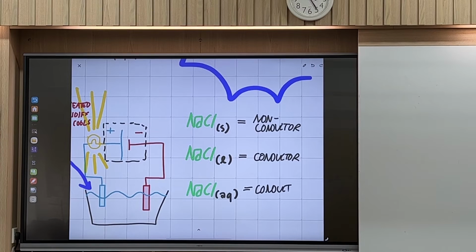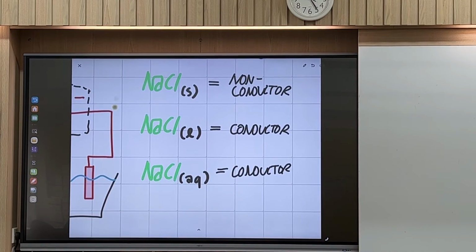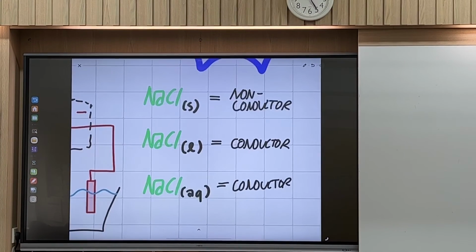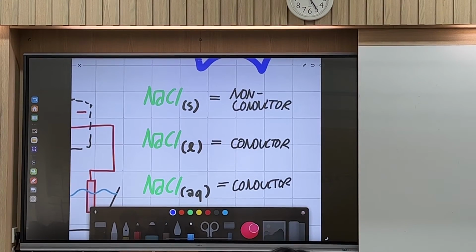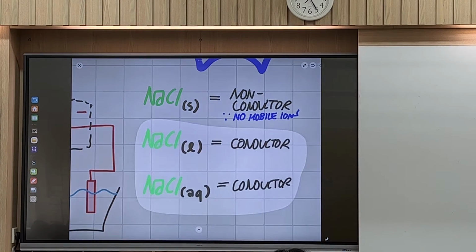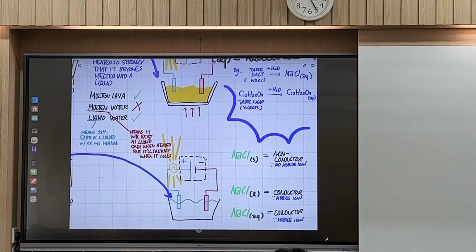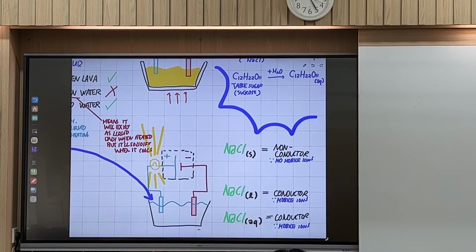And chemists, they want to know why, what has changed in this process, and they found the answer. In NaCl(s), there are no mobile ions. The ions are locked in place. But when you have NaCl(l) or NaCl(aq), there are mobile ions. The ions are free to move around. Okay, and why is that? This is because both water and heat have the ability to break the ionic bonds.